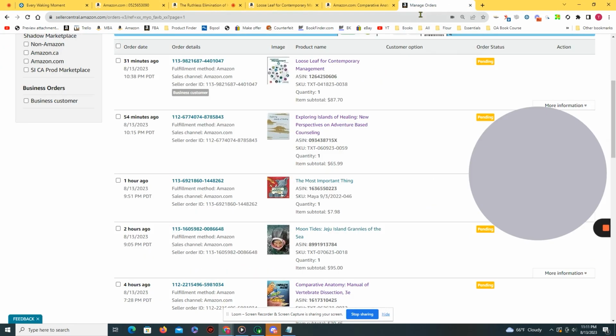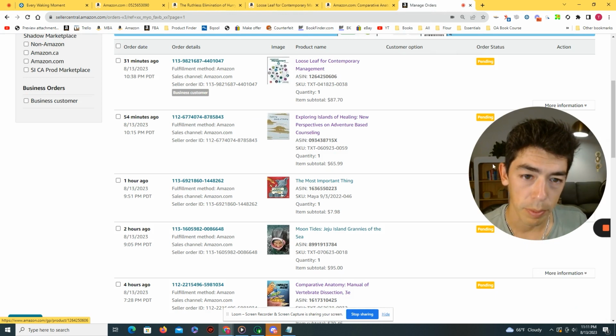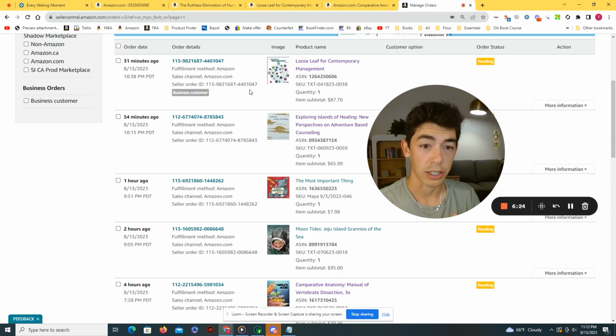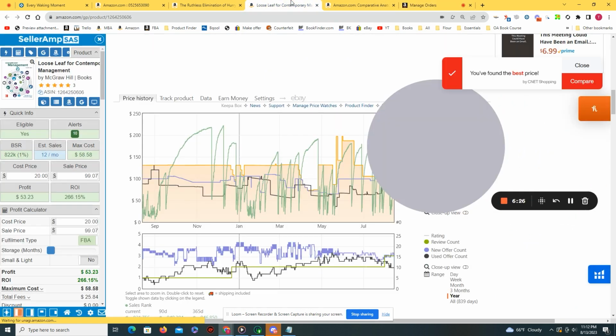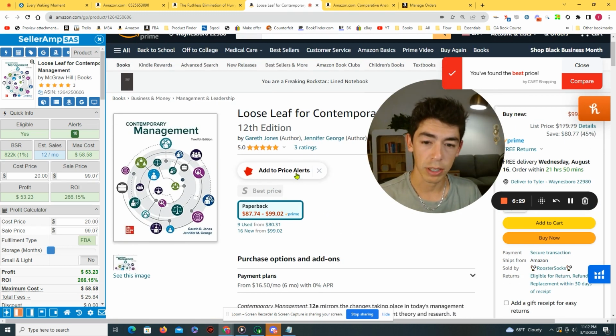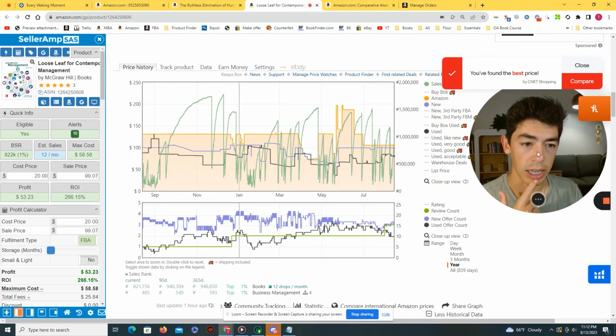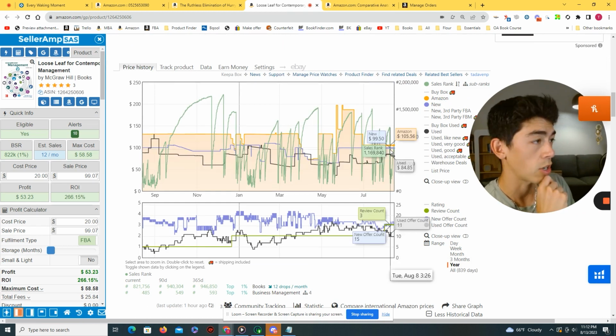So let's look at this first book here, Loose Leaf for Contemporary Management. I sold this today, 31 minutes ago actually, for $87.70. Here's that same book over here on Amazon. You can see that this yellow line is present on the Keepa graph, so Amazon is in stock at $105. Yet I sold mine for $87. Why? Because there's a logical human being out there who says, this book is really expensive. Do I want to spend an extra $13 to get it brand new, or should I just buy it from Joji, get it $13 cheaper, and get the same exact content in a very similar condition, very good condition? Well, obviously, this is a book that did so.